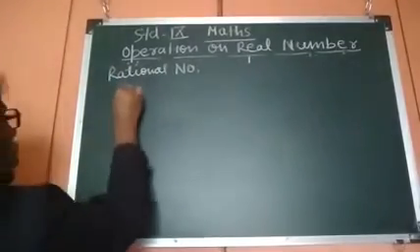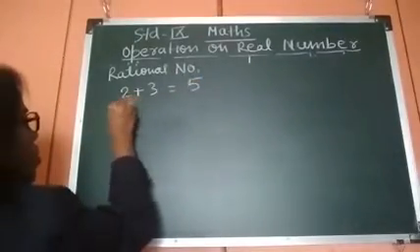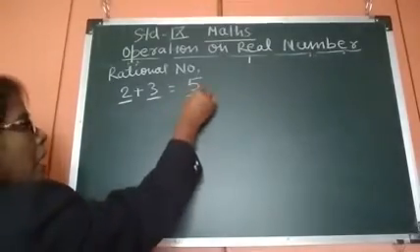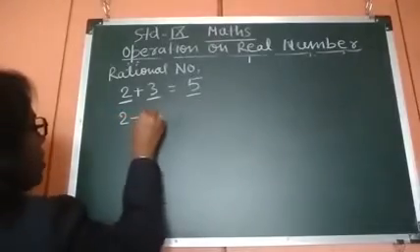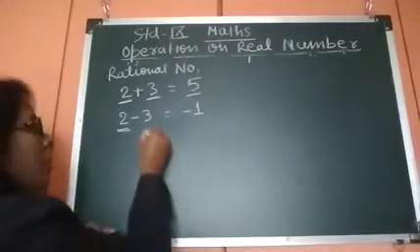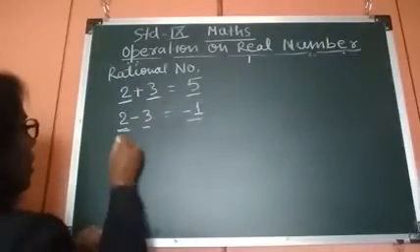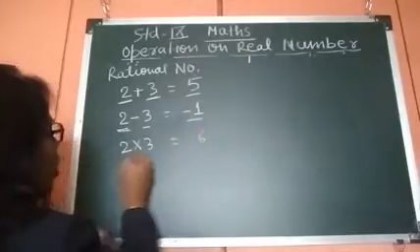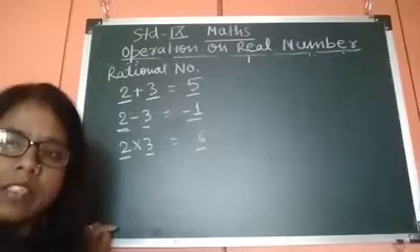Now see here, 2 plus 3 is equal to 5. So 2 is a rational number, 3 is a rational number and 5 is also a rational number. Fine. 2 minus 3 is equal to minus 1. 2 is a rational number, 3 is a rational number, minus 1 is also a rational number. Fine. Now 2 multiplied by 3 is 6. 2 is a rational number, 3 is a rational number, 6 is also a rational number.